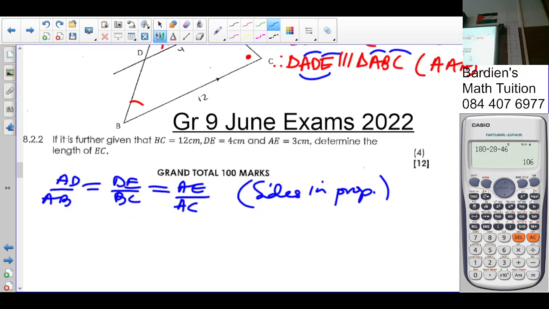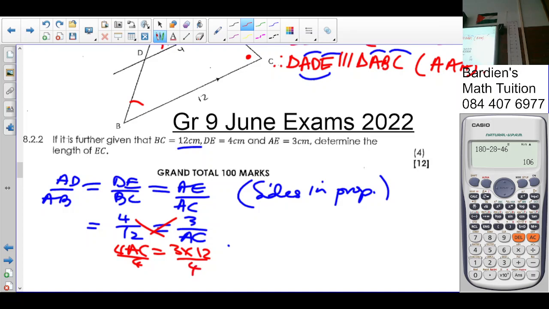No? Right. People, BC is 12. AE is 3, AD is 4. So I can calculate AC. So what I do is I cross multiply. So 4AC is equal to 3 times 12. Divided by 4 both sides. So therefore AC is equal to 36 divided by 4, which is 9. But they didn't ask us for AC.